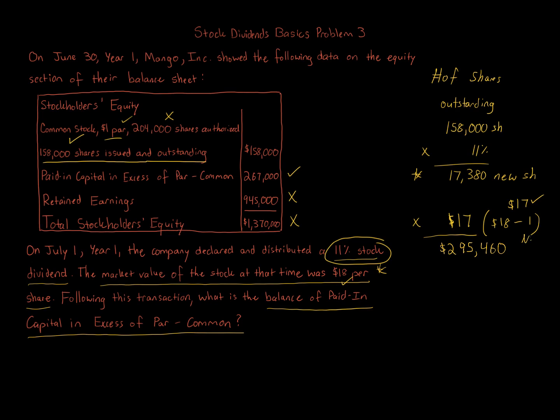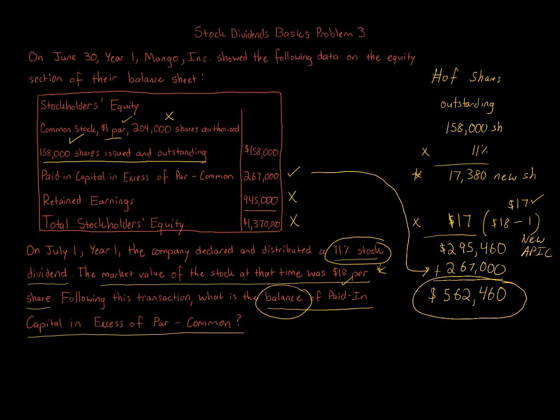Finally, we're not done. So that is the new additional paid-in capital in excess of par for common. That's the new amount. That's not what the question's asking. It's saying following the transaction, what is the balance in the paid-in capital in excess of par? So everything together. We're going to take the $295,460 that we just calculated from the new shares of 17,380 times 17. We're going to add to that the $267,000 that we started with, and that balance added together, we're going to get $562,460. And that is going to be our end answer.